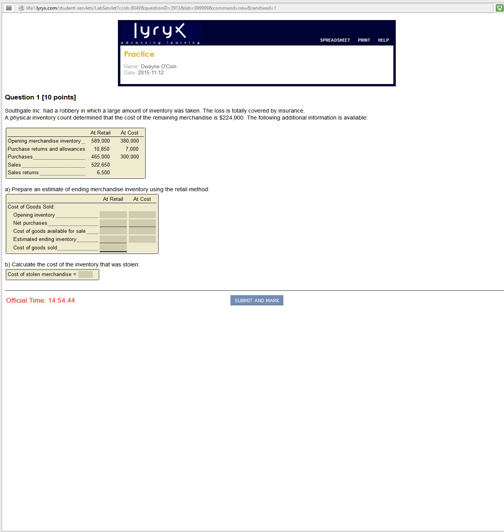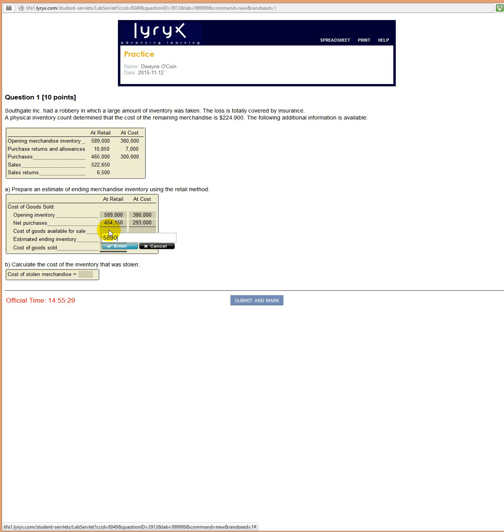The following additional information is going to be used to do the calculation of the estimated ending inventory that should have been there. Okay, so our opening inventory, we have those records. At retail, $589,000. At cost was $380,000. And then we added some purchases. And of course, we have to reduce those for the amount of the purchase returns and allowances. So subtract $10,850 on the retail side, and subtract $7,000 on the cost side. Now do a little math.